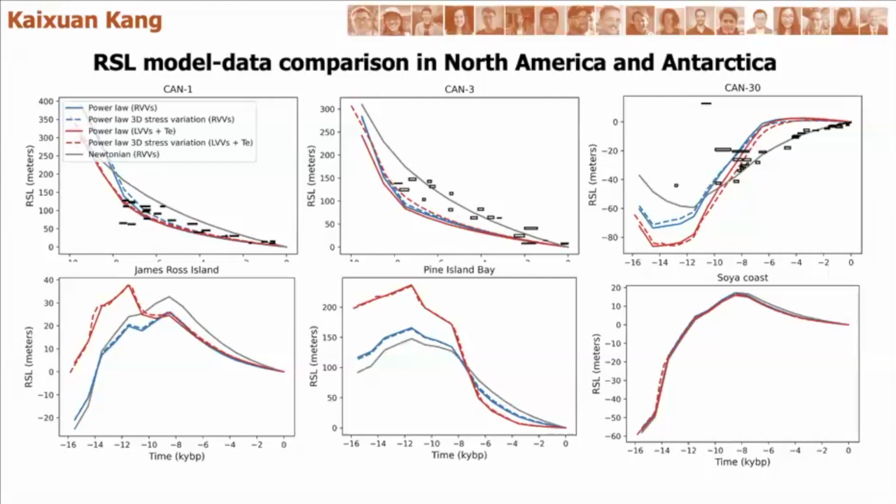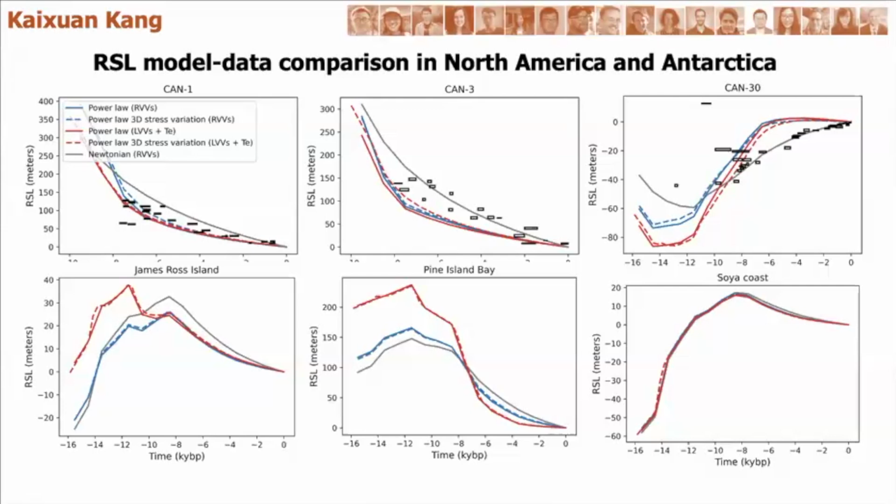Also three sites at Antarctica, for more ice melting. So we compare the data and model, and those can tell us in which region we should pay more attention to the lateral variations, and in which region maybe we need to consider more the non-Newtonian rheology.